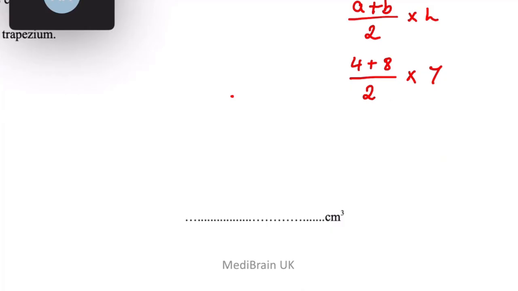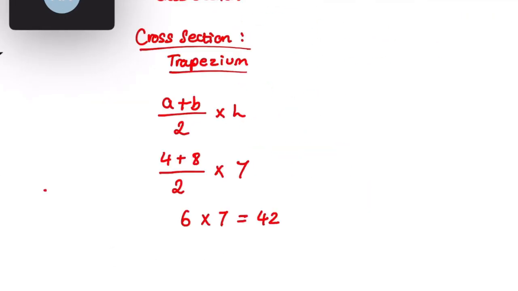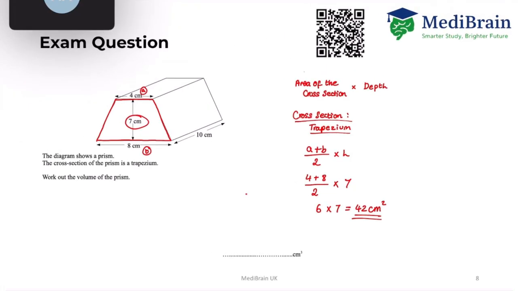4 add 8 is 12. 12 divided by 2 is 6. So we have 6 times 7, which is just 42. Okay, so we have 42 centimeters squared. Now we've worked out the area of the cross section. That's done. We just need to multiply it by the depth.